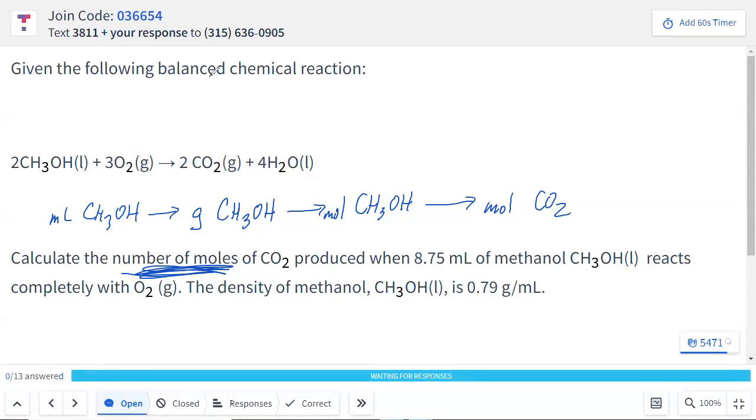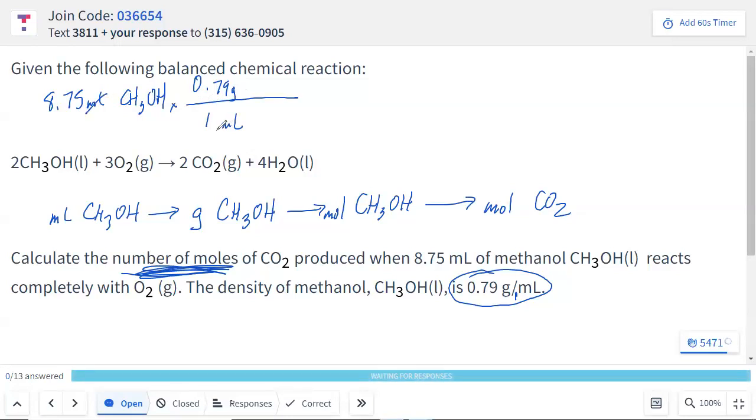However, we also taught you in module 1 that this kind of value is a ready-made conversion factor because we've got 0.79 grams divided by 1 milliliter. And so I could use that as my converting factor instead. So starting with the 8.75 milliliters of methanol, 1 milliliter is equal to 0.79 grams. My milliliters cancel. I'm left with grams.